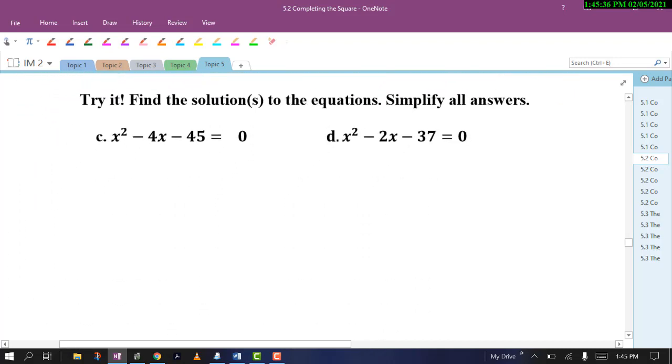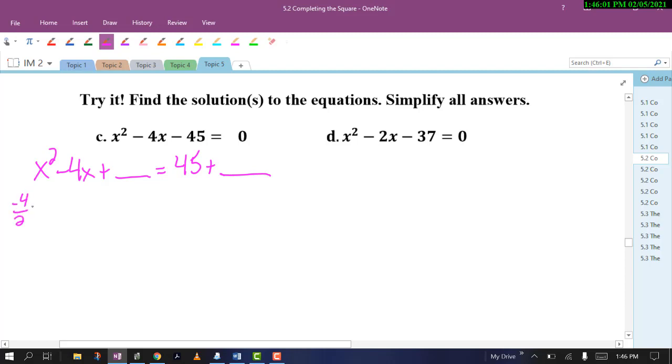All right, so let's just keep on going. We got two more problems here. x squared minus 4x minus 45. I don't want to add there. I'm going to kick the 45 to the other side, so I'm going to leave a space for what I add in, equals positive 45 plus whatever I'm adding in.